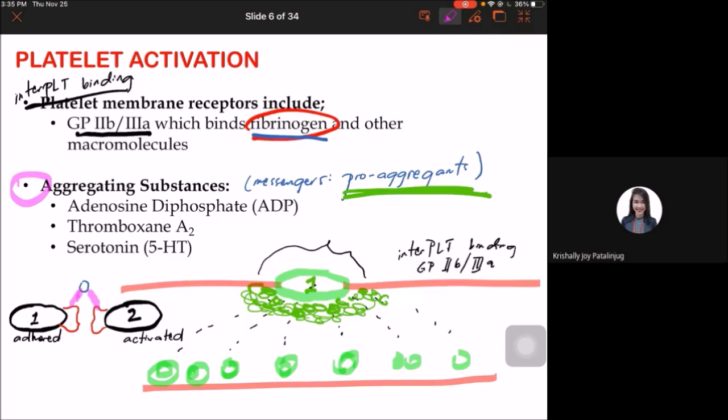Okay, kaya nga sabi dito, glycoprotein 2B3A, it binds fibrinogen. So suppose this is the fibrinogen, ito yung kulay purple. So that is the bridge, the one that will connect the platelets together. Kumbaga, yung fibrinogen, kakapit siya sa 2B and 3A ng dalawang platelet. Ganon din yung mangyayari sa platelet 3, then platelet 4, etc.